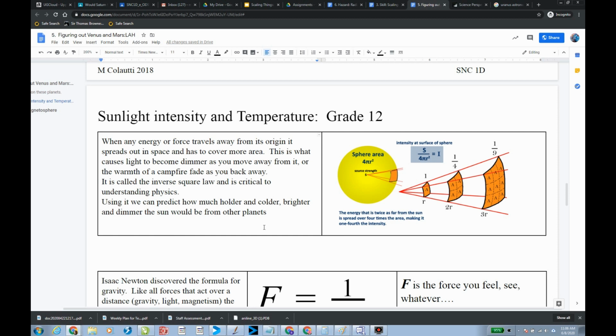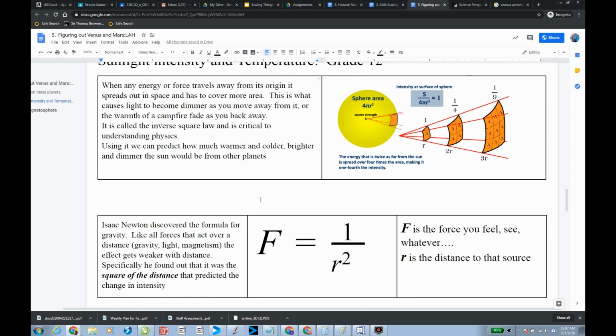Using it, we can predict how much colder and colder, brighter and dimmer things get. You can tell I've been scrambling some, to predict temperatures on other planets.